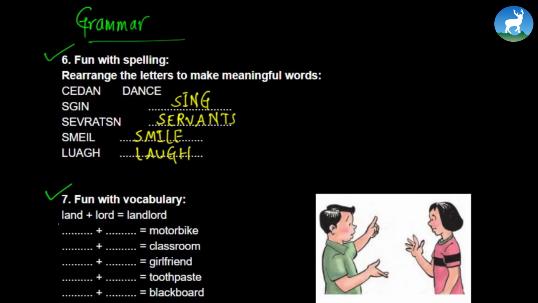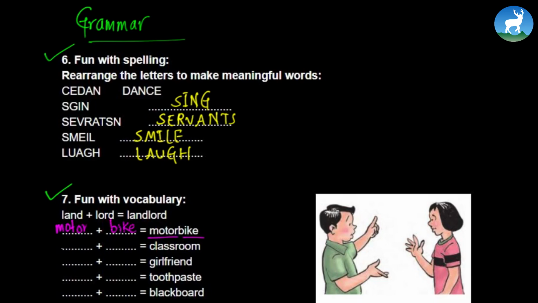First question is done for you. It's a combination of 2 words. Land and lord becomes landlord. Likewise, you can break motor and bike into 2 because it's a combination of 2 different words. It's a single word, however, it consists of 2 different words. So we can break down those 2 words and write motor and bike.